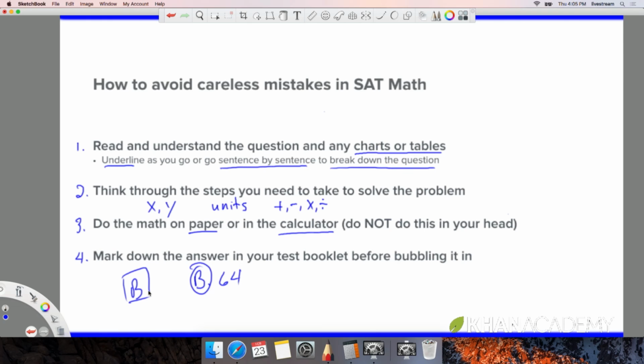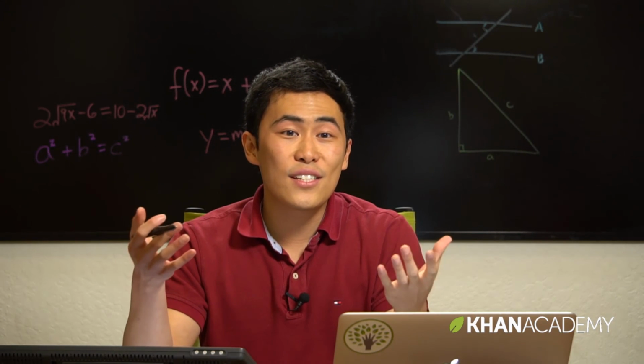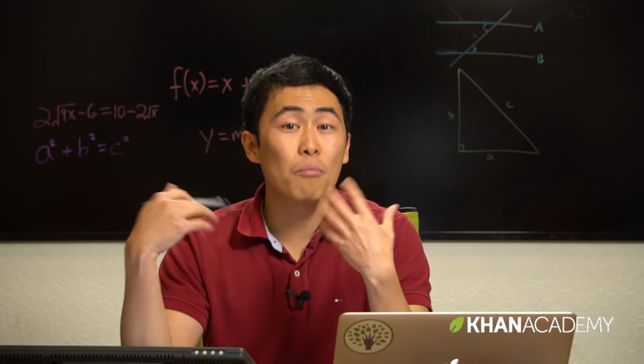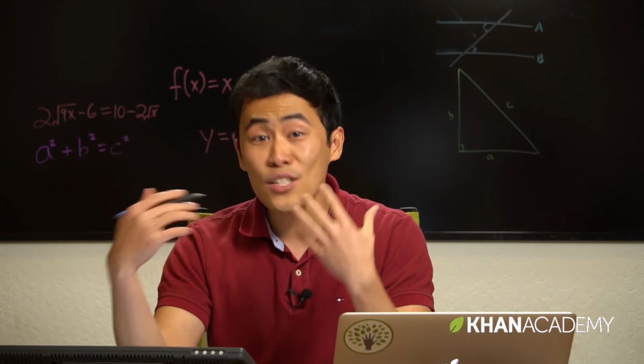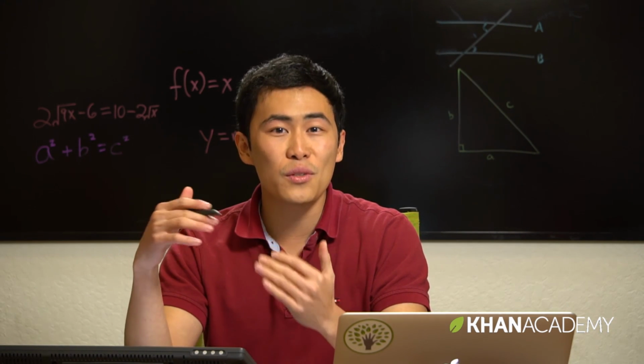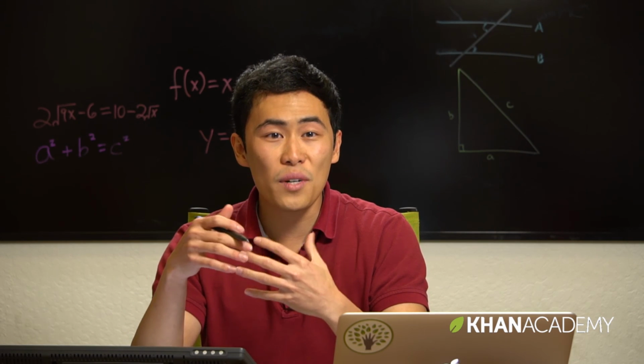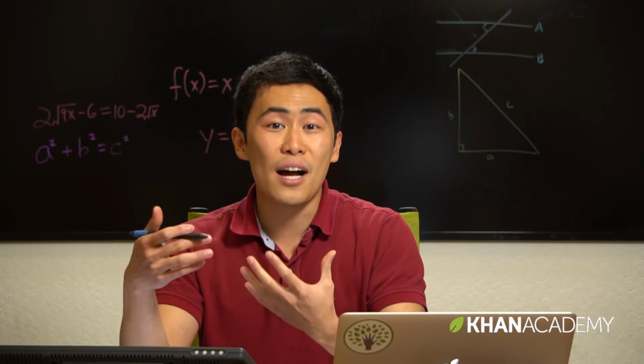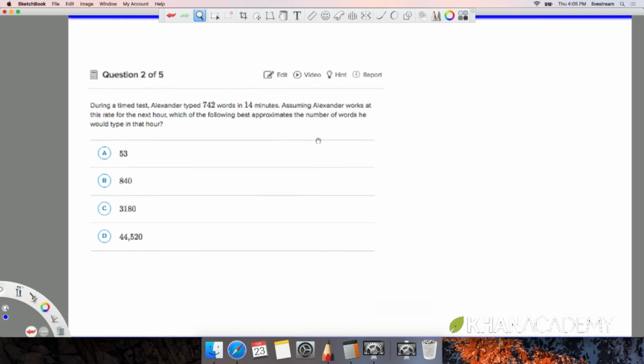So to recap, you're going to want to read and understand the question and any charts or tables. Think through the steps you need to take to solve the problem. Do the math on paper or in your calculator, and then mark down the answer in your test booklet before bubbling it in. So this is a process that we're going to now apply to real SAT math questions. And let's take a look at what this looks like. The first question will be more straightforward, and then we'll see how this applies to more complex questions as we go. So let's take a look at this first question.